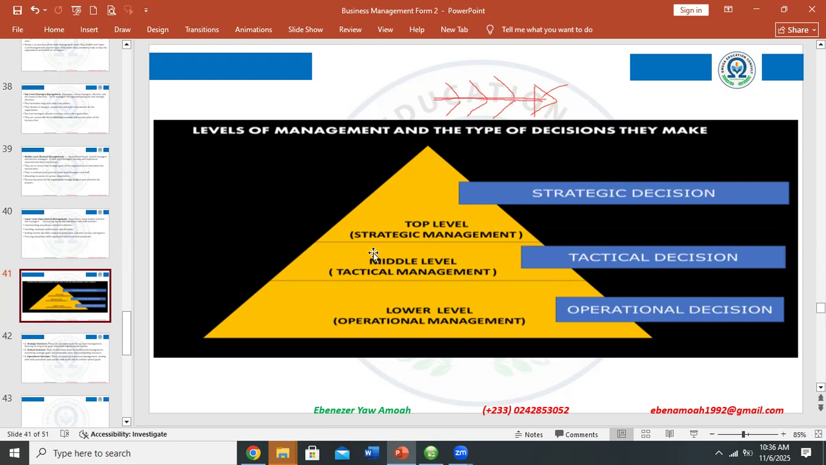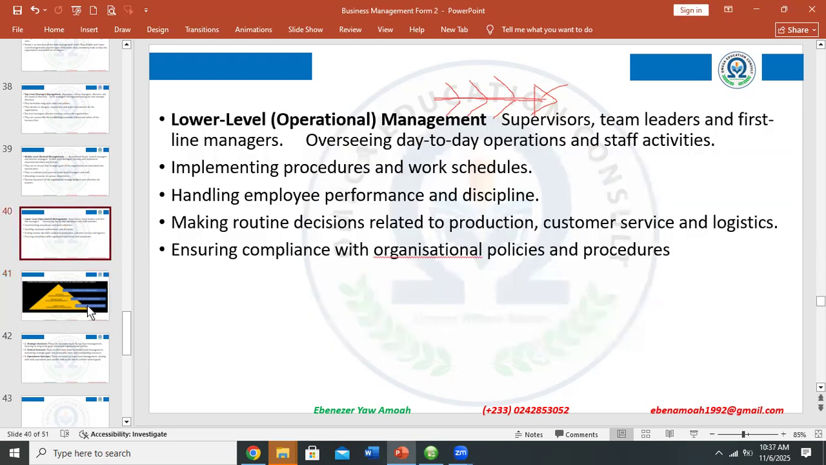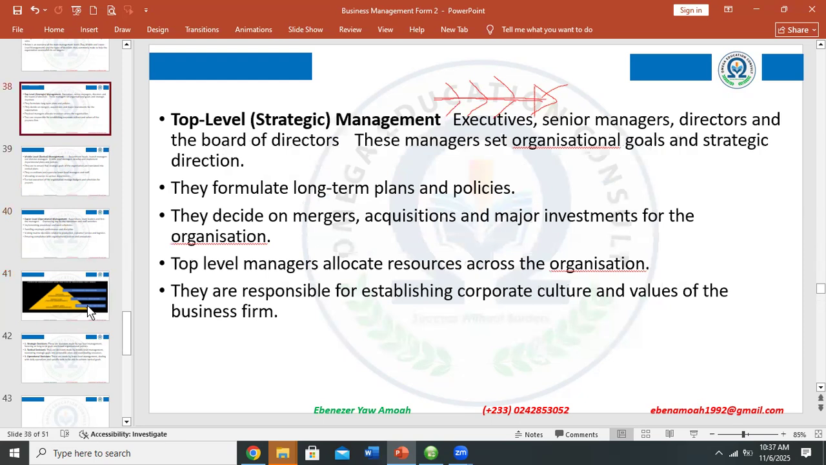Okay, so we'll take the top level. Now, before I look into my slides, professors, what type of decision do you think these managers would take? I think the diagram is even showing it. So let's look at top level management. I think I'll employ one of you to do the reading for me. Prof. Tina, can you read the first one for us?